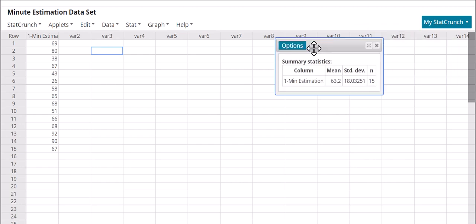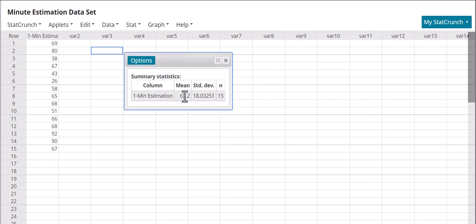And there is our data. So the mean is 63.2, standard deviation is 18, and n is 15. So let me copy that and take it to our notebook.